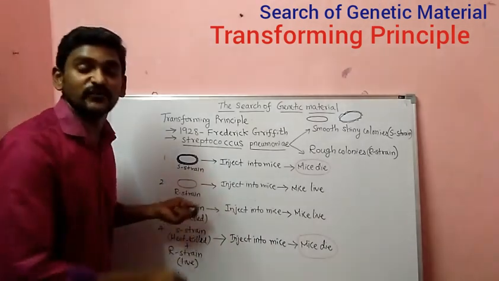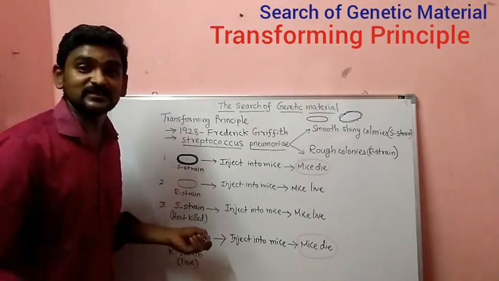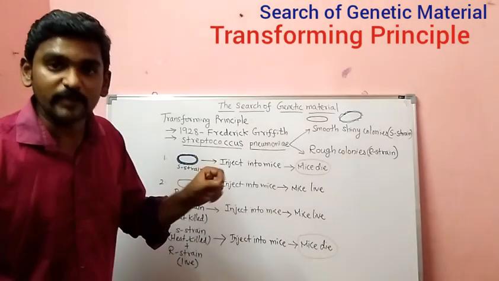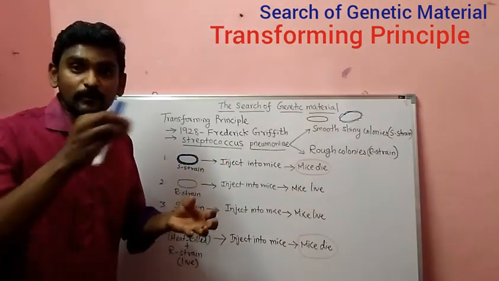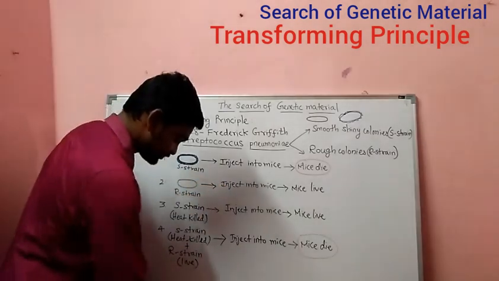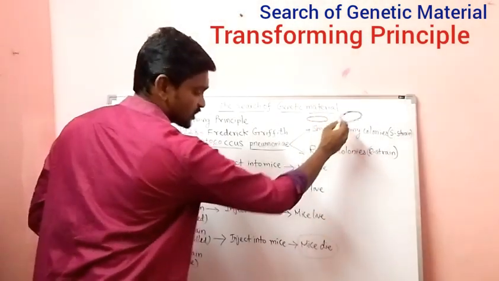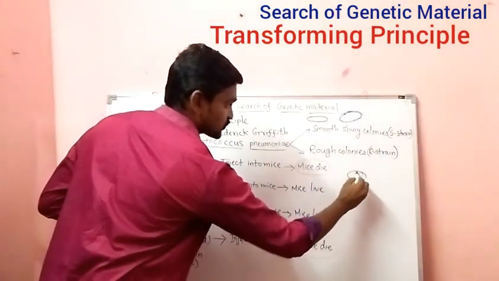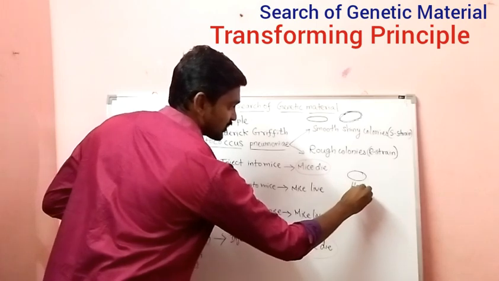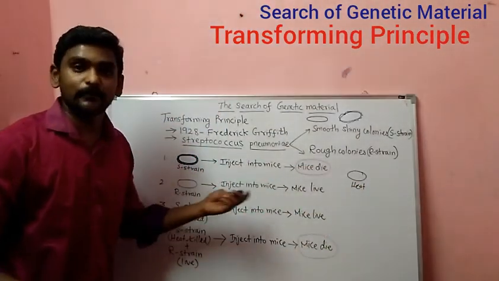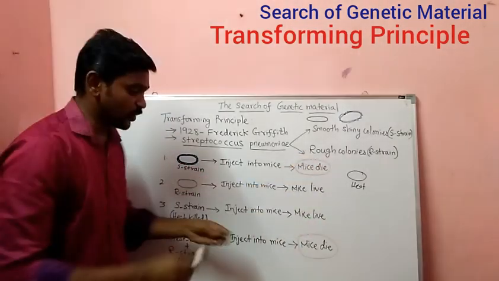So the next case, the third thing, you can see here, S strain, that is heat killed. What do you mean by heat killed? When you kill the bacteria, when you treat the bacteria with heat, for example, these bacteria are there. Here you are taking the S strain. So S strain bacteria are taken and treated with heat. When you are treating with heat, what will happen?